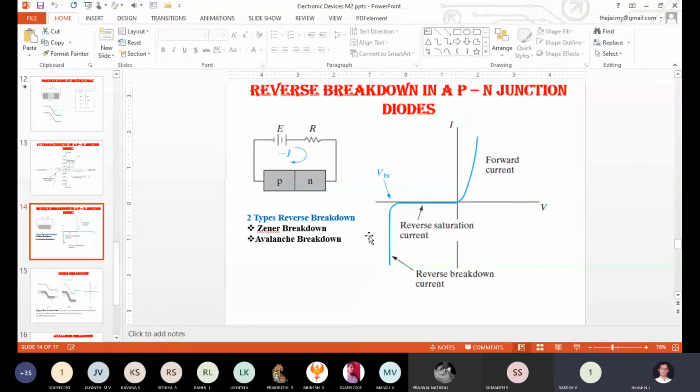Okay, then avalanche breakdown. Sir, due to more current, the covalent bond breaks. No, actually, the covalent bond will break in Zener.